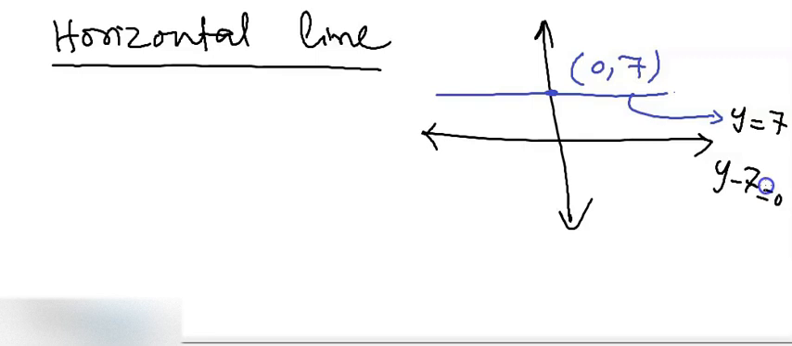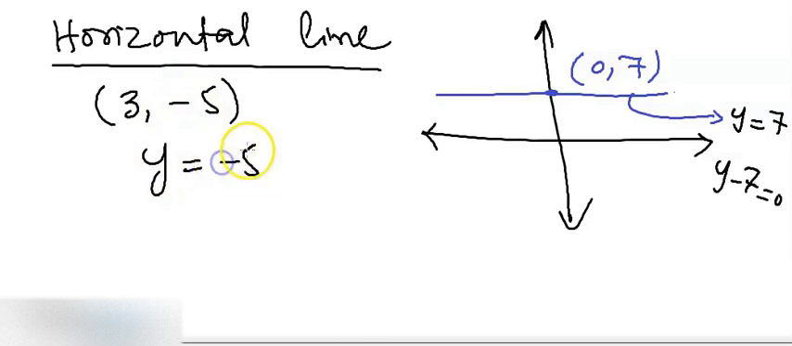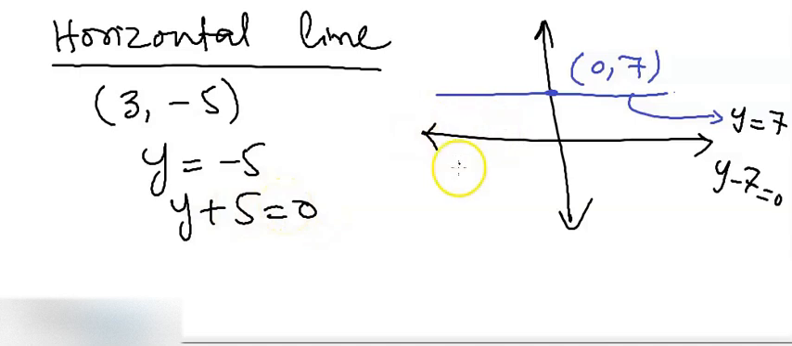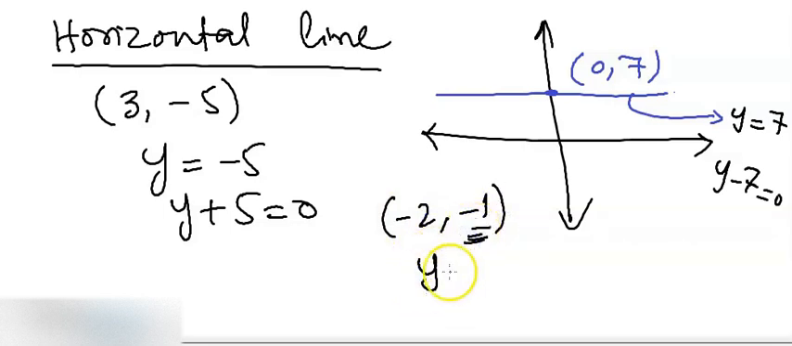For example, if someone asks what is the horizontal line that is passing through 3 comma minus 5, since it is horizontal, we need y, so y is equal to minus 5, or y plus 5 equal to 0. Or if someone asks what is the equation of the horizontal line passing through minus 2 and minus 1, since it is horizontal, we need the y coordinate, y equal to minus 1 or y plus 1 equal to 0. So far so good.